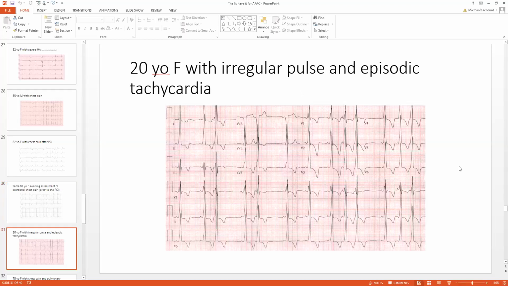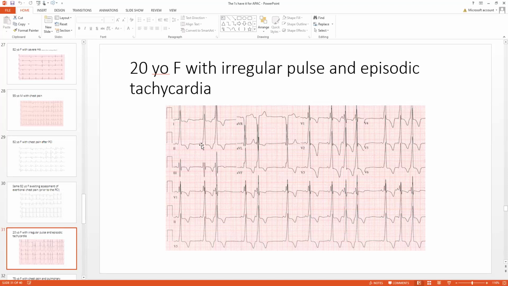All right, here's a 20-year-old female. Irregular pulse and episodic tachycardia. You look around and you say, wow, this is a 20-year-old gal. This is not a very normal EKG. Episodic tachycardia. Let's see. We've got a sinus beat. We've got a premature atrial contraction, it looks like. Sinus, PAC, sinus, PAC. So here's a pair. I wouldn't call that tachycardia. And another pair at the end.